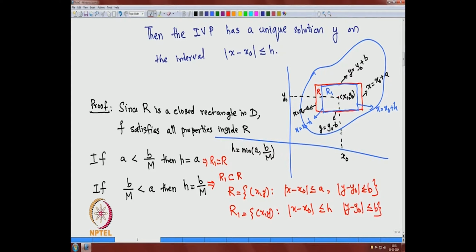So Picard's existence and uniqueness theorem says that it has a solution, the solution starting from x0, y0. And the solution exists in the interval |x minus x0| less than or equal to h, so existence of solution is on R1. Depending upon the value of A, if A is less than B by M, then the solution exists for the larger rectangle. If A is greater than B by M, then the solution exists on a smaller rectangle R1.